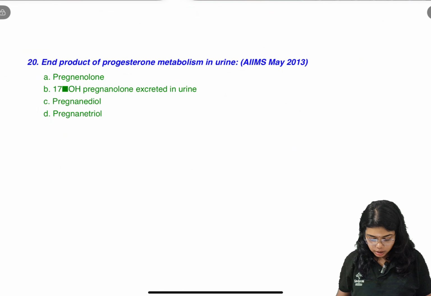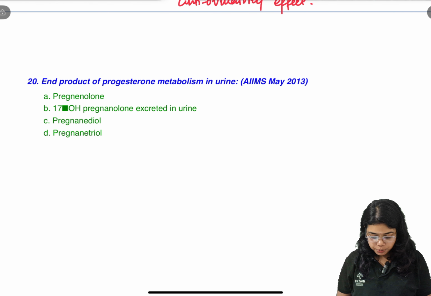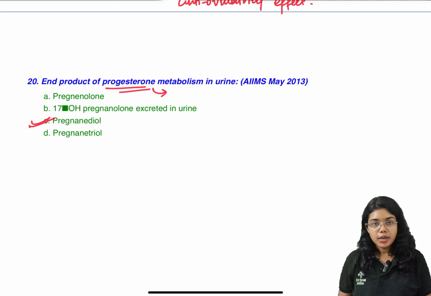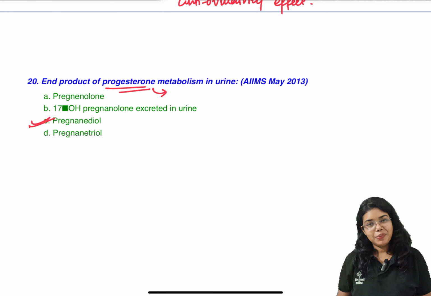Then coming to the last question: the end product of progesterone metabolism in urine is pregnanediol. The progesterone is metabolized and excreted in urine as pregnanediol. Okay, so keep learning. Thank you.